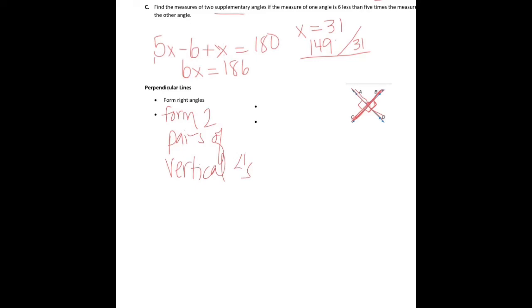Perpendicular lines form congruent angles. Okay. What else can we say? All right. So we have to find x and y so that line KO and line HM are perpendicular.